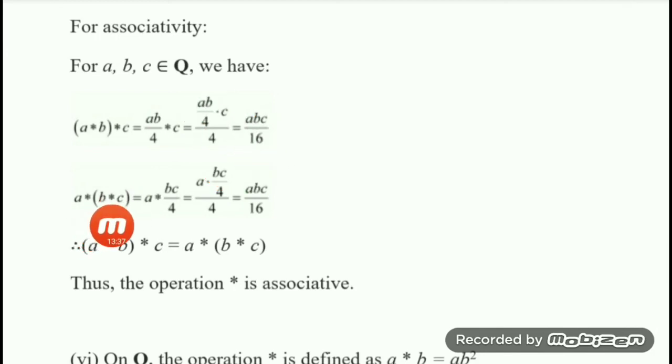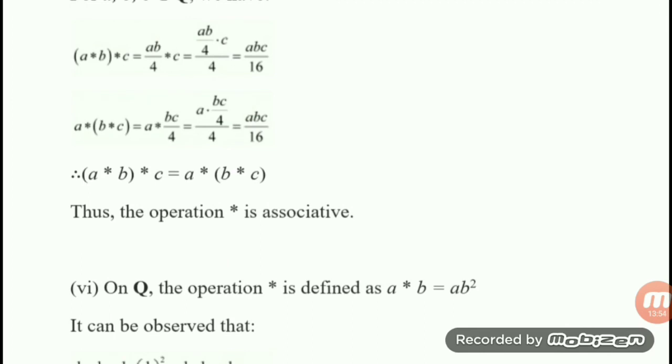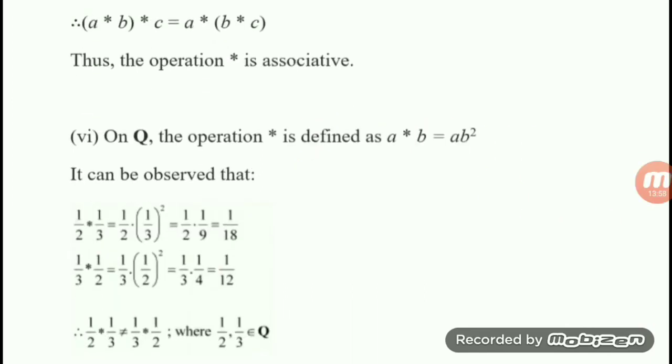Then A star (B star C). So A star, this is the product of the first and the second by 4. Again, these are the new numbers, product of the two divided by 4. So A into BC by 4, by 4: ABC by 16. So we have seen both are equal. Thus the operation is associative. And this is true, you may write down one more line here, for all A, B, C belongs to Q.